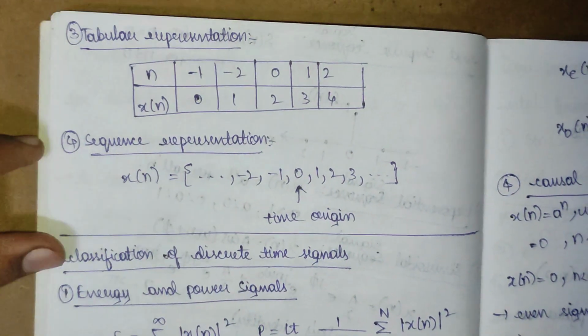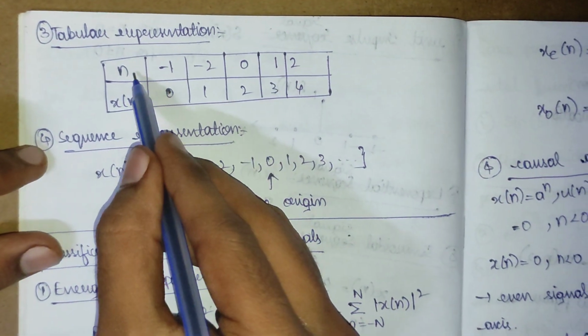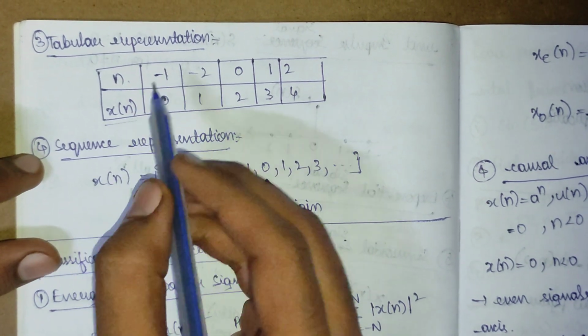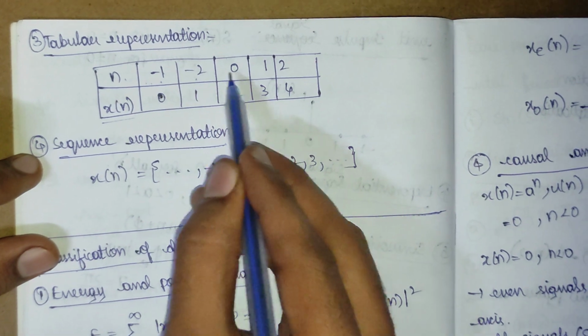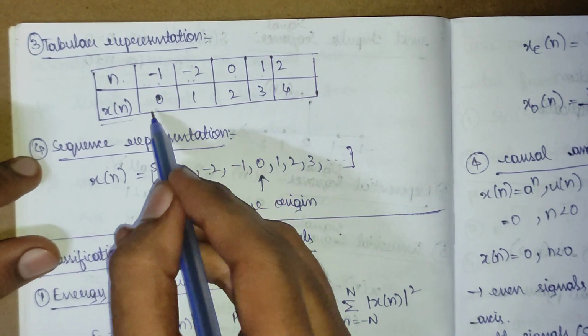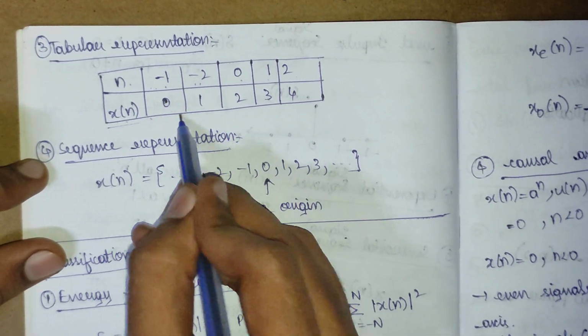Okay, and the third way of representing signals is tabular form of representation. Here we write n here and x of n here, and we write all the possible time indexes -2, -1, 0, 1, 2, and the possible amplitudes of the signal x of n, 0, 1, 2, 3, 4.